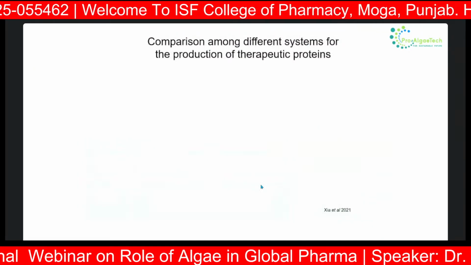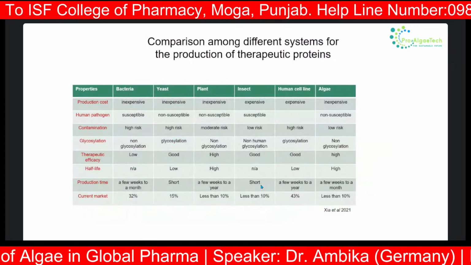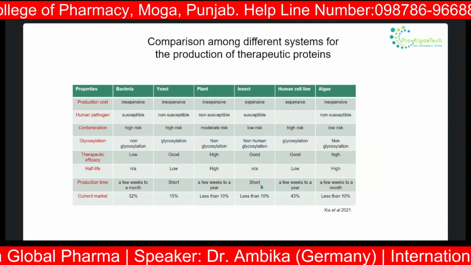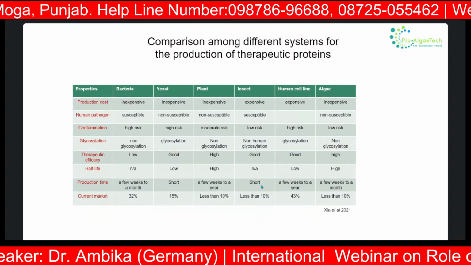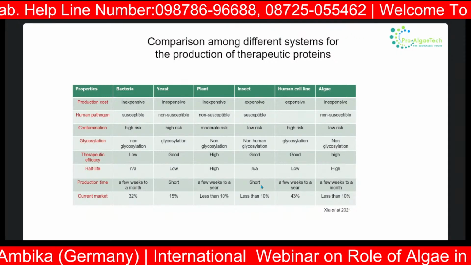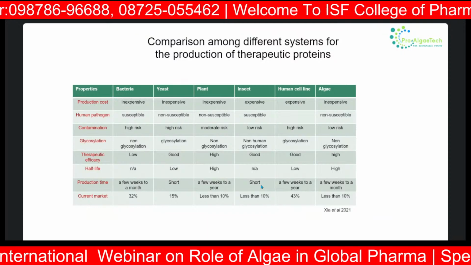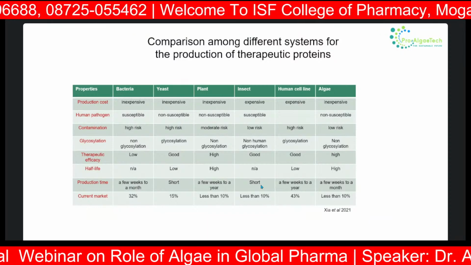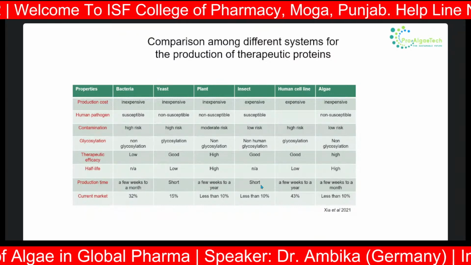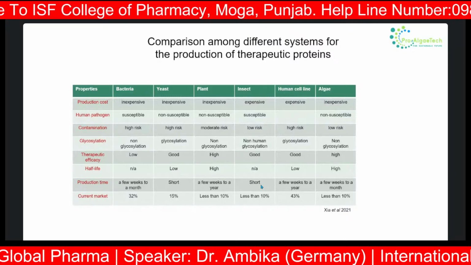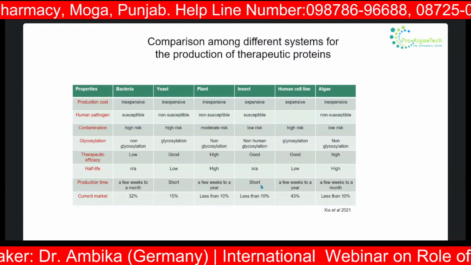So how do we compete with the commercially available systems of production of therapeutic proteins? Not only microalgae, but also bacteria, yeast, plant-based, insect-based, and human cell line-based systems already have proteins present in the market. How do we compete with these, and how do microalgae stand out? It is not so easy, but yes, it is slowly competing with these different systems also.